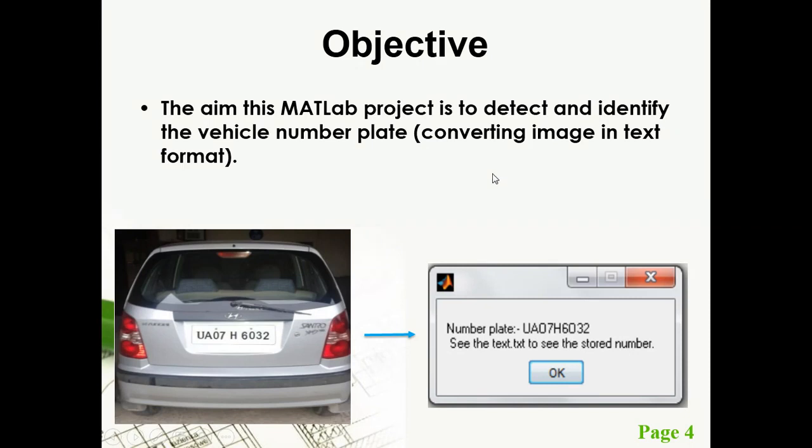The objective of this project is to detect and identify the vehicle number plate, converting that image into text format. This is the image of the number plate, and we are getting the final output in terms of text.